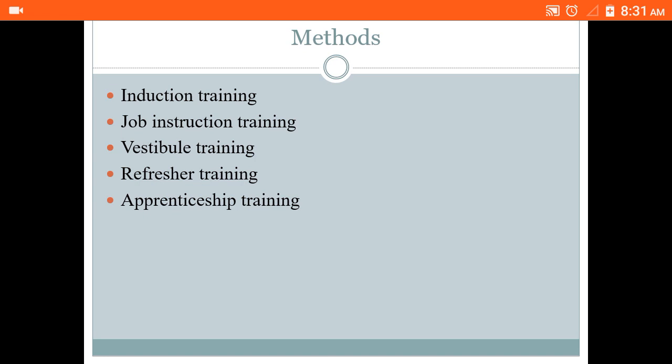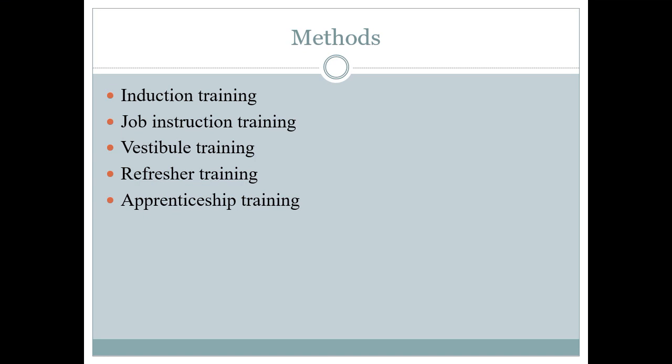So the first method used in training program is induction training. Induction training is also known as orientation training. Such type of orientation training or induction training is given for the new recruits in order to make them familiarize with the internal environment of an organization. It helps the employees to understand the procedures, code of conduct, policies existing in that organization.